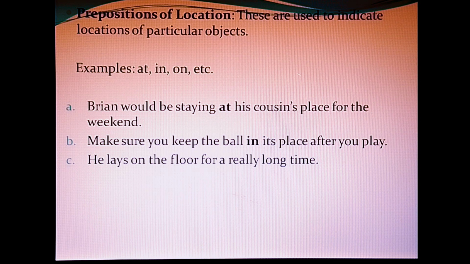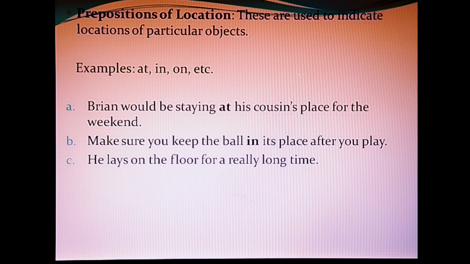Now let's look at these three sentence examples. The first one says, Brian will be staying at his cousin's place for the weekend. The word at is the preposition of location here. It's showing you where Brian is going to be staying for the weekend. Where is Brian going to be staying for the weekend? At his cousin's what place? That is what prepositions of location do.